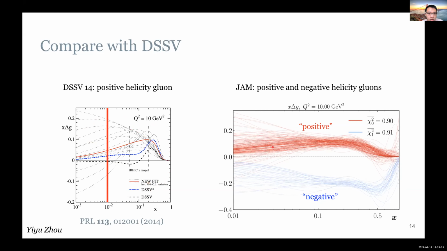However, in our analysis, this quote-unquote positive solution does exist, but we also find a quote-unquote negative solution, which describes the data just as well as the positive solution does. Here I'm showing the chi-square for the positive solution. We have a 0.9 overall chi-square, and the negative solution has 0.91. Of course, this small difference is not evidence whatsoever to eliminate the negative solution. So we want to understand why and how we have this negative solution.